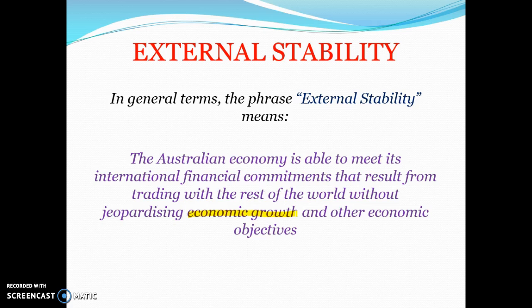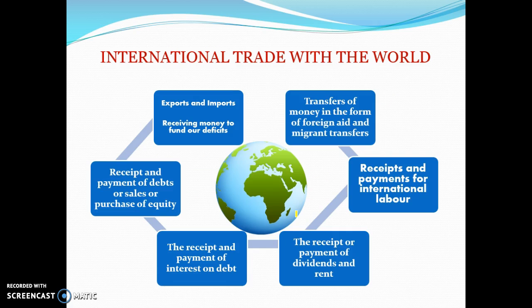I will give you a more definitive overview of what the goal of external stability is later in the chapter. But how does Australia trade with the rest of the world? What we're going to be doing in Chapter 8, and the main part of the first part of Chapter 8, is all about being able to classify all these different types of transactions with other countries.